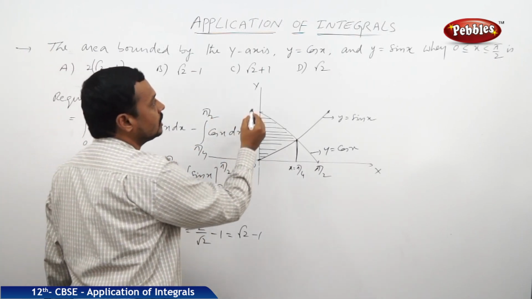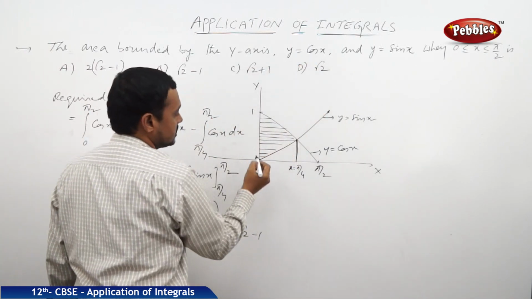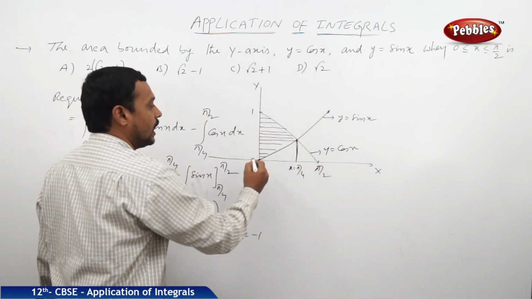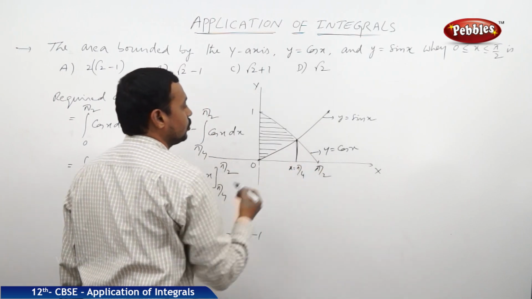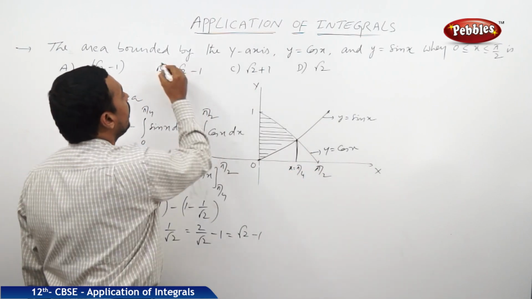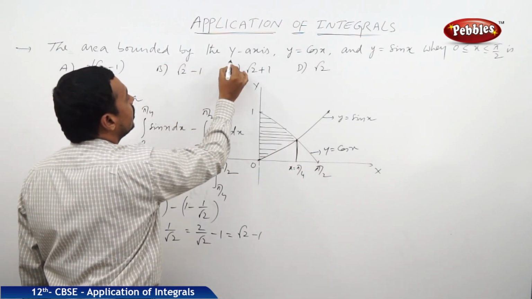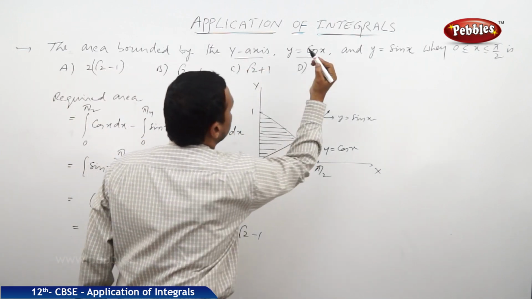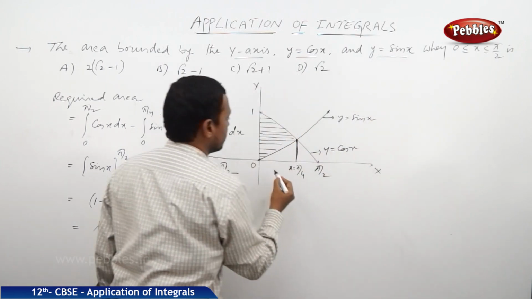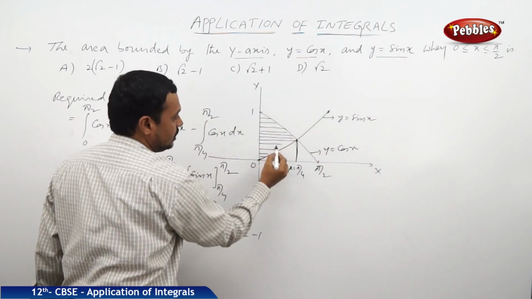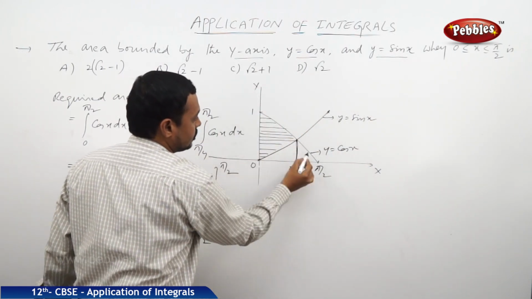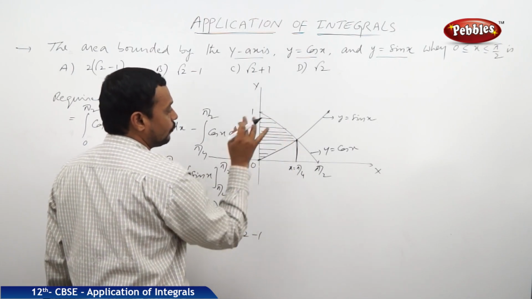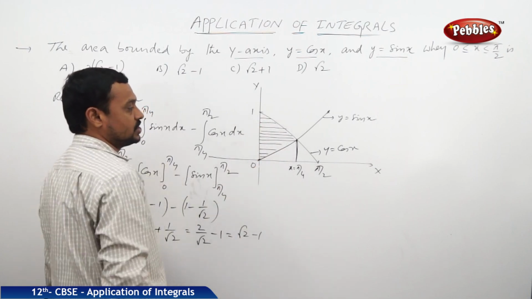Now, let us draw the graphs of cos x and sin x. This is the cos x graph from 0 to pi by 2 and this is the sin x graph from 0 to pi by 2. Now, we have to find the region bounded by the y-axis, y is equal to cos x, y is equal to sin x, that is this one. See, it is y is equal to sin x, y is equal to cos x and this is the y-axis. So we have to find the area of this shaded region.